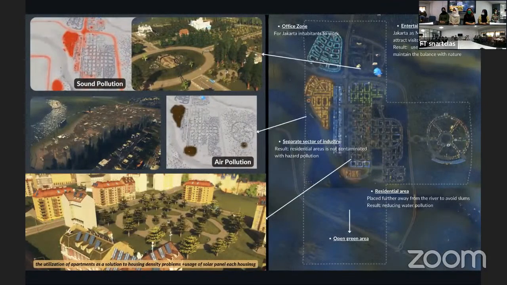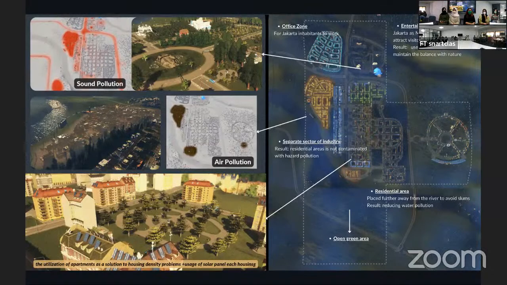Okay, for the next one, because Jakarta is a metropolitan city, the city needs to have residential, industry, convenience store, entertainment area, and the most important thing is open green area. As you can see here, this is the zoning of the city that is functional but also sustainable for Jakarta. First, about the sound pollution. The residential area is put further away from the noisy sound that is mainly produced by industry and also traffic.